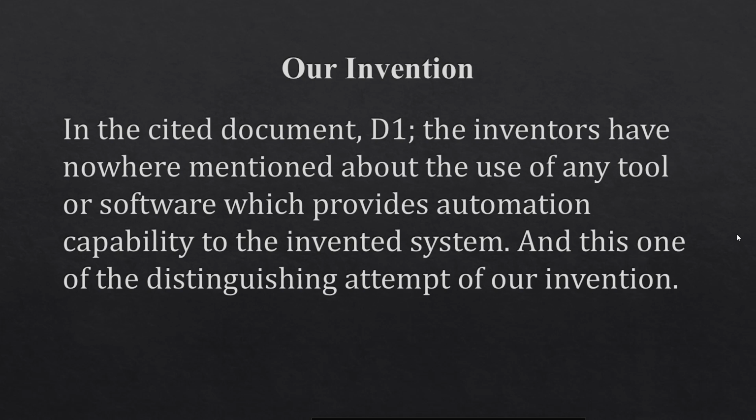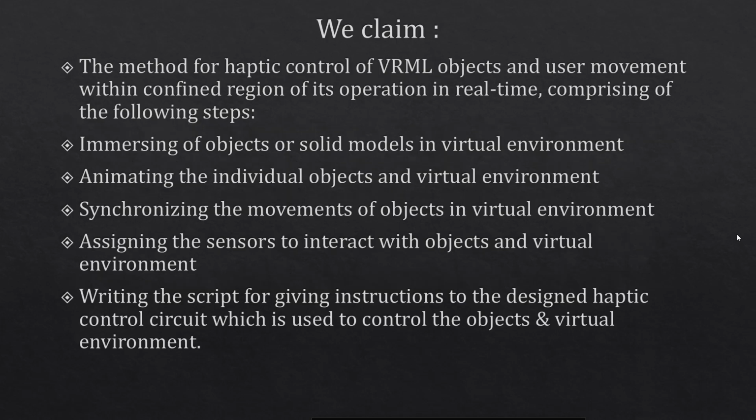In the cited document D1, the inventors have nowhere mentioned the use of any tool or software which provides automation capability to the invented system. And this is one of the distinguishing attributes of our invention.